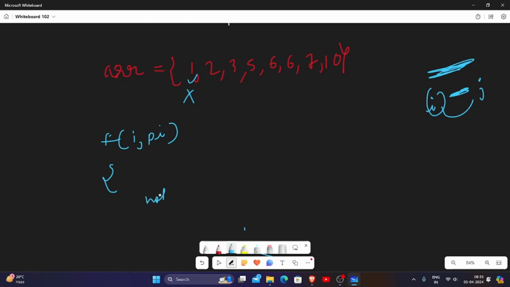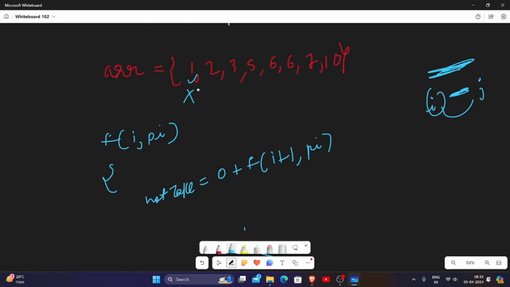So I would say, okay, I am not taking this case. That means the answer that would be added would be 0. And I would call this function, but this time with i plus 1. And since I am not taking this element, the previous I have would be the same. That's it. And now let's say this time I take this element.